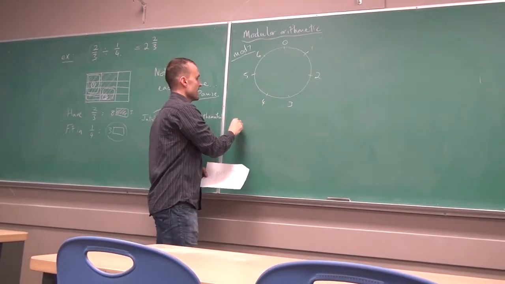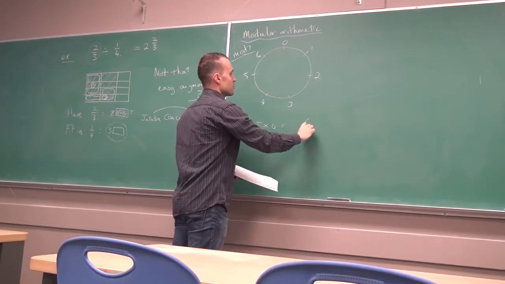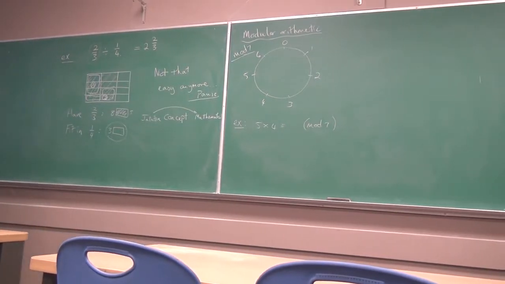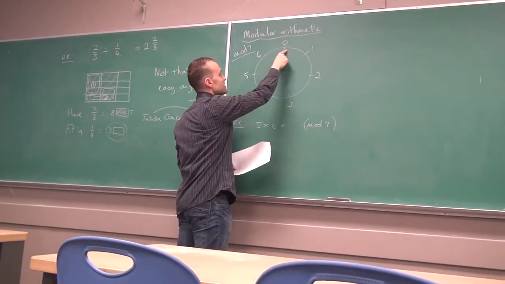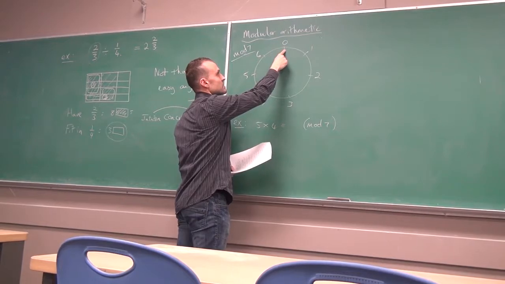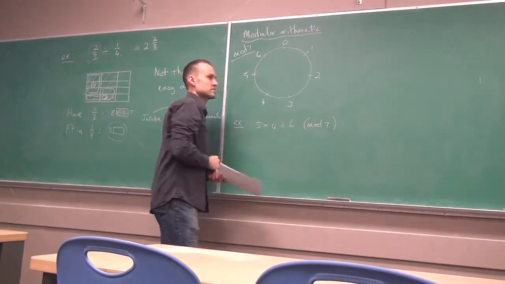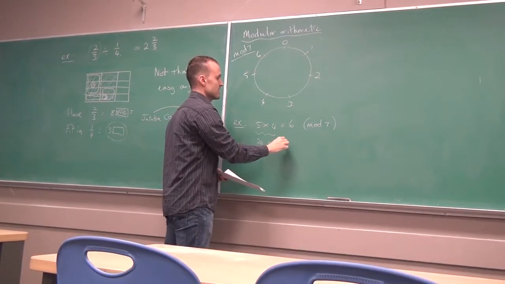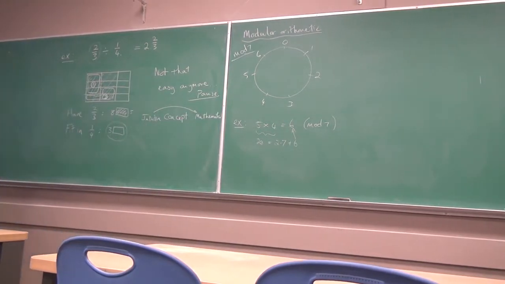So, for example, if I have 5 times 4, that is what mod 7? Well, 5 times 4 is 20, but there is no 20. So that means if I go once around, I get 7. Another way around, I get 14. To get to 20, I'll be over here at 6. Because 20 can be written as 2 times 7 plus 6. And the remainder is the number I end up with. Does that sound familiar? Yeah.